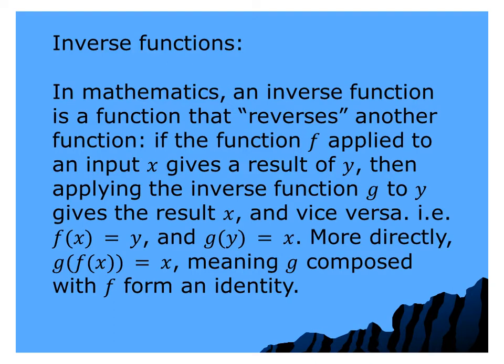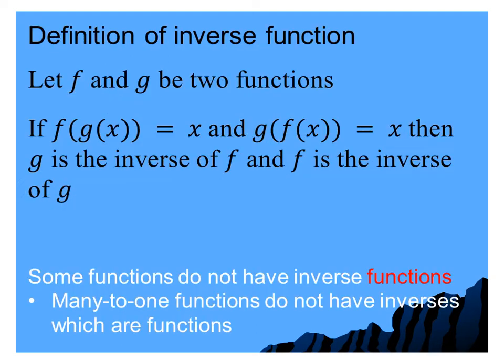If we had some function called f applied to an input variable x and it gives a result of y, then applying the inverse, another function called g, to its y values will map back onto the original x values and vice versa. So quite technically we could say that if f of x equals y and g of y equals x, then if I place f into g, I would get an identity, the mark of an inverse.